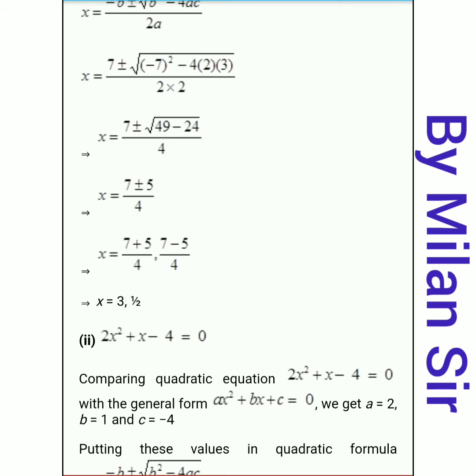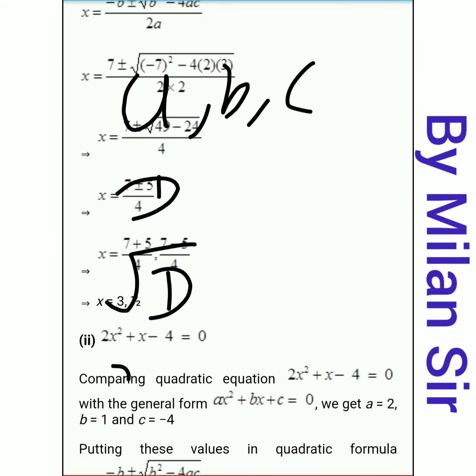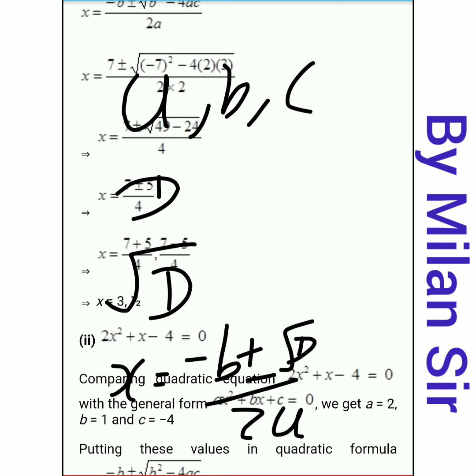So first of all we need to find the value of a, b and c. Then we need to find d. Then we need to find under root d. Then we need to put the value of under root d in the formula, minus b plus or minus under root d by 2a. Okay.